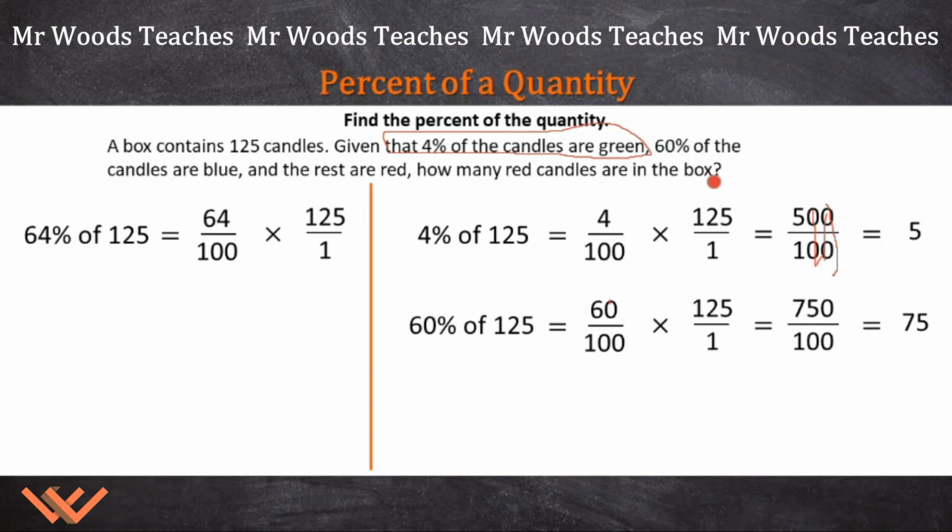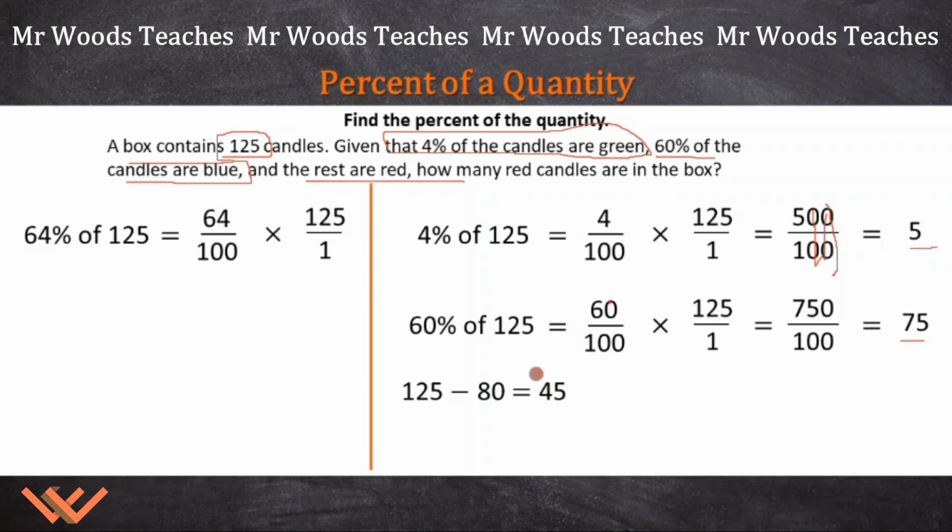Now we know that 60% of the candles are blue. That means that that's 75 of them. So what we need to do is it's going to be a subtraction problem, because we're subtracting the number of green candles plus the number of blue candles from 125 to find out how many red candles there are in the box. So are we done yet?